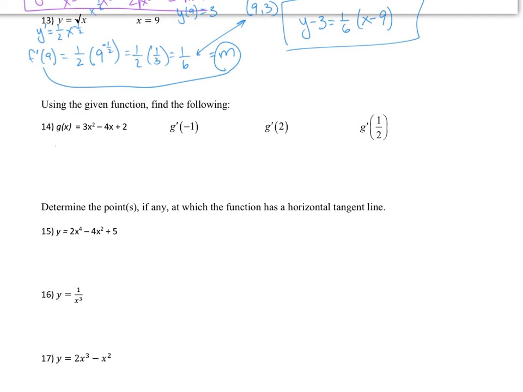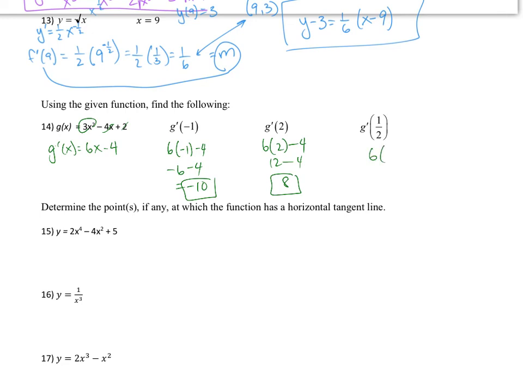In this case, g prime of x will be 6x minus 4. Again, this times this, you got the 6x, negative 4 times 1, and that goes away. So g prime of negative 1 is going to be 6 times negative 1 minus 4. We end up with negative 6 minus 4, which is negative 10. Over here, g prime of 2 is just going to be 6 times 2 minus 4. So 12 minus 4 gives me 8. And the last one over here will end up with 6 times 1/2 minus the 4. So this is 3 minus 4, which yields negative 1.